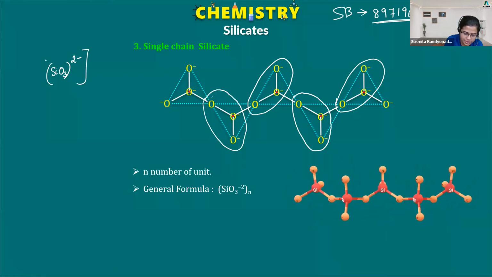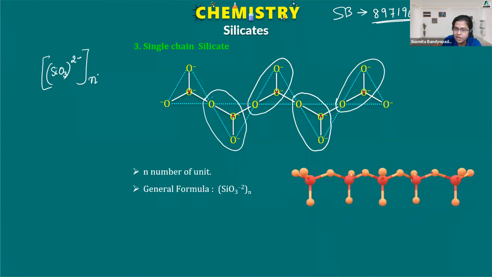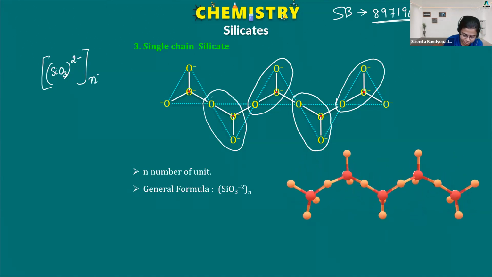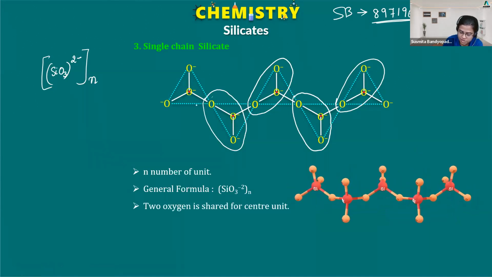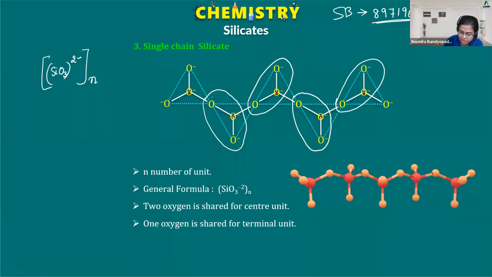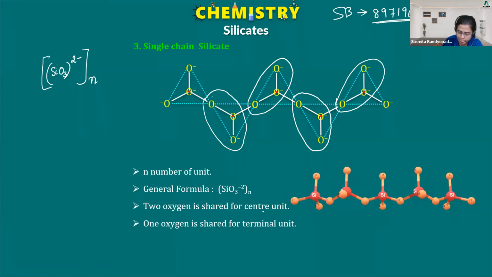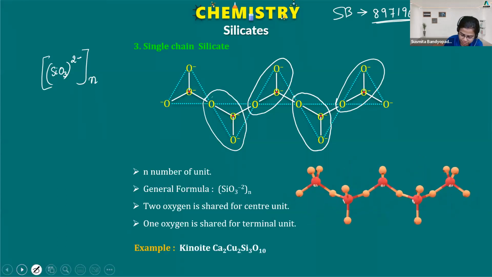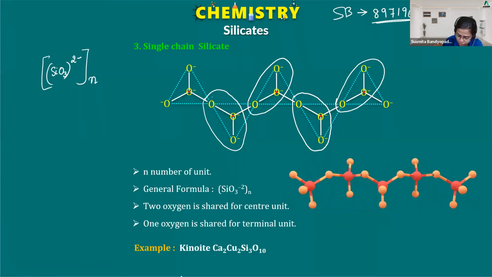How many such units are there? This is one unit and this is a repeating unit. n such units are there. Forget the extremes. Now, for the central unit, except the corners, two oxygens are shared. For corners, only one oxygen is shared. Terminal is corner. Other than corners, they are the central units, you can just call them that. Two oxygens are shared.